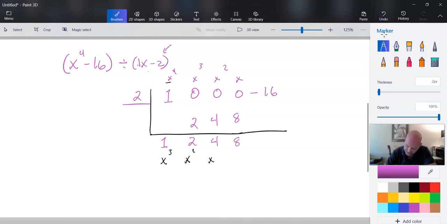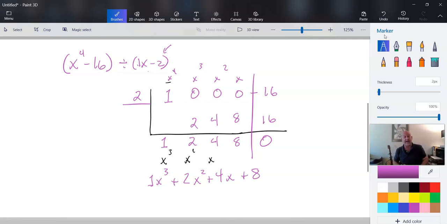And 2 times 8 is 16, and that leaves me with a remainder of 0, right? So remember that last column's our remainder. So this is 1x cubed. You don't have to write the 1. Plus 2x squared plus 4x plus 8, right? So I'm just pairing up the coefficients I found with the terms that they have.